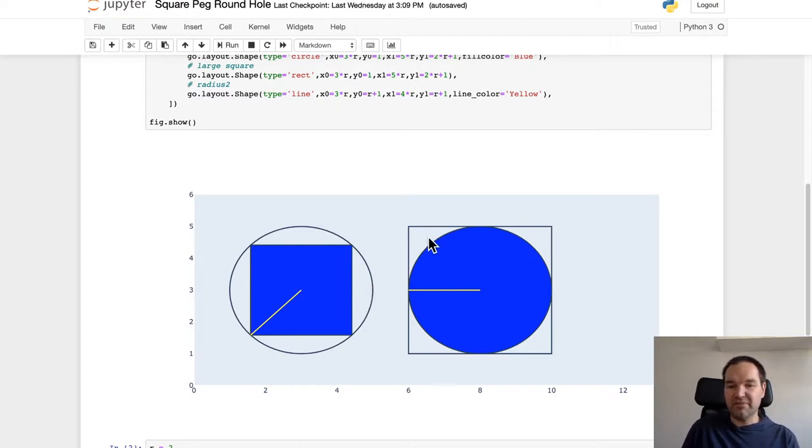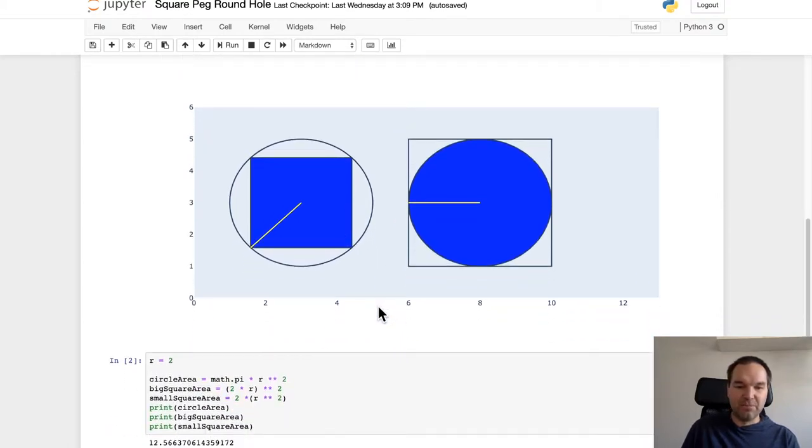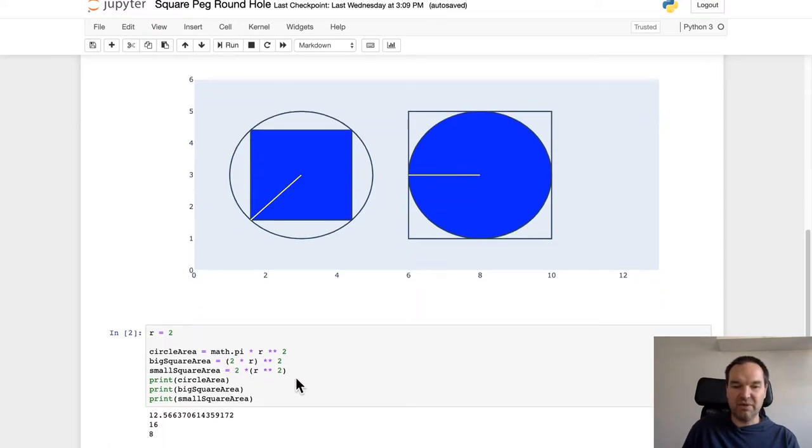We have to see if we have ratios of the areas. We can do some quick calculations of the areas. So the area of the circle is pi times the radius squared. The side of the big square over here, I guess I had those in the wrong order, but the big square over there has area 2 times the radius, squared. So the diameter of the circle would be equal to the length of the side of the square.